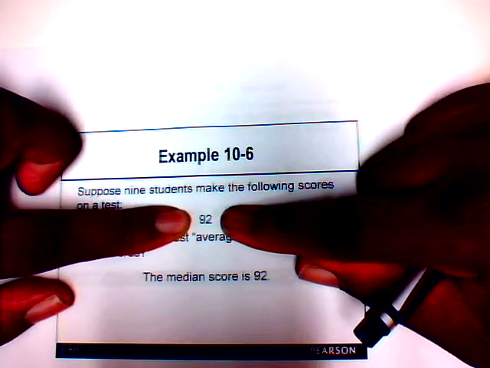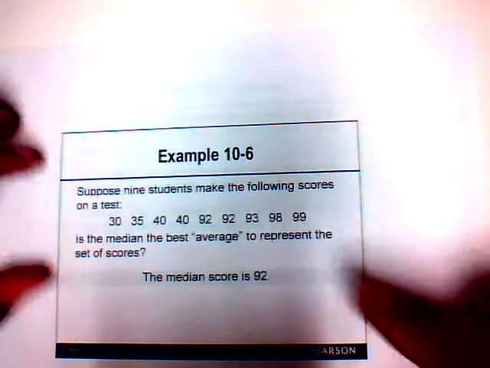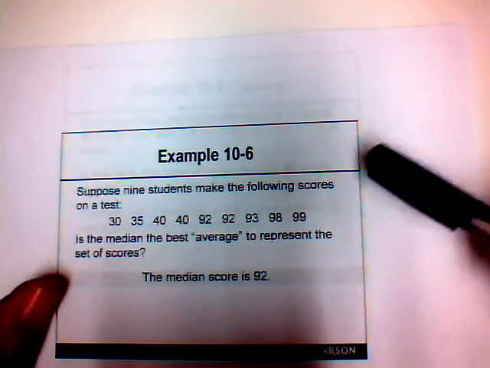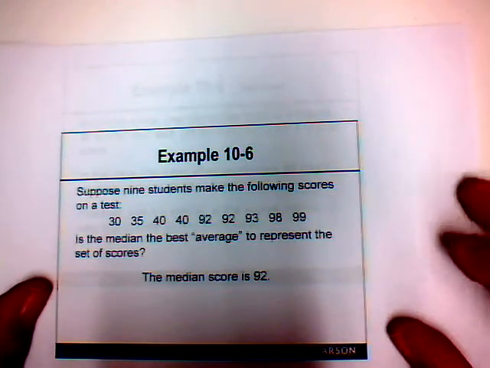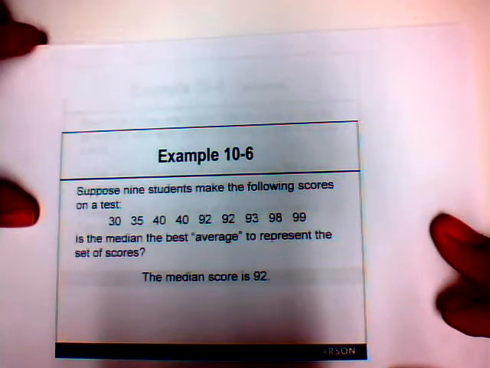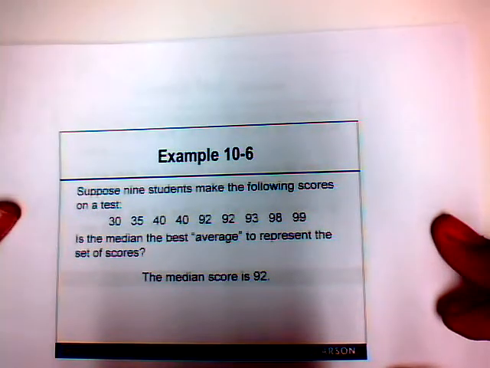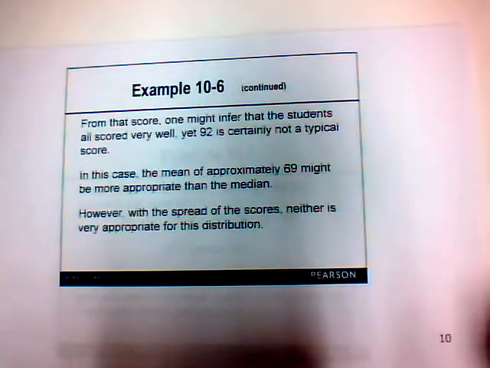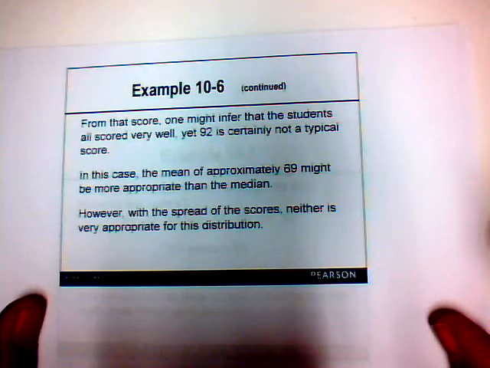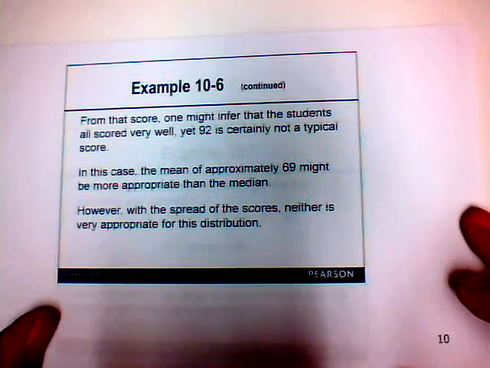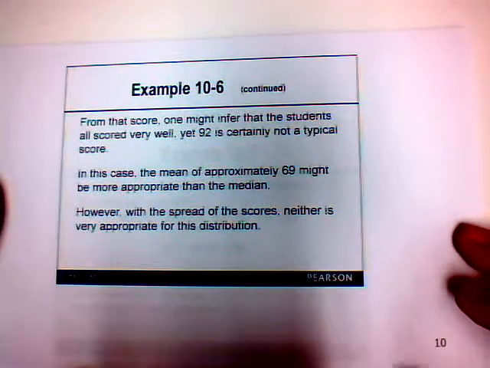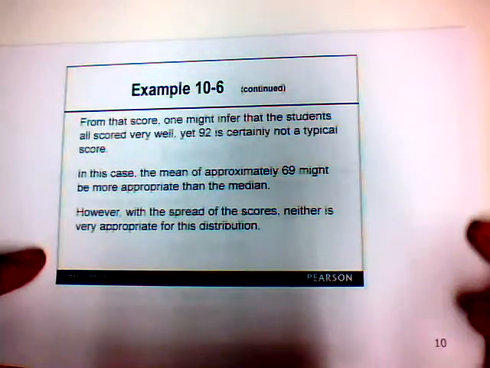You can see it's going to be 92. So the median is 92. And by the way, that data is already sorted. So make sure your data values are sorted before you find the median of that set of data. From that score, one might infer that the students all scored very well, yet 92 is certainly not a typical score.